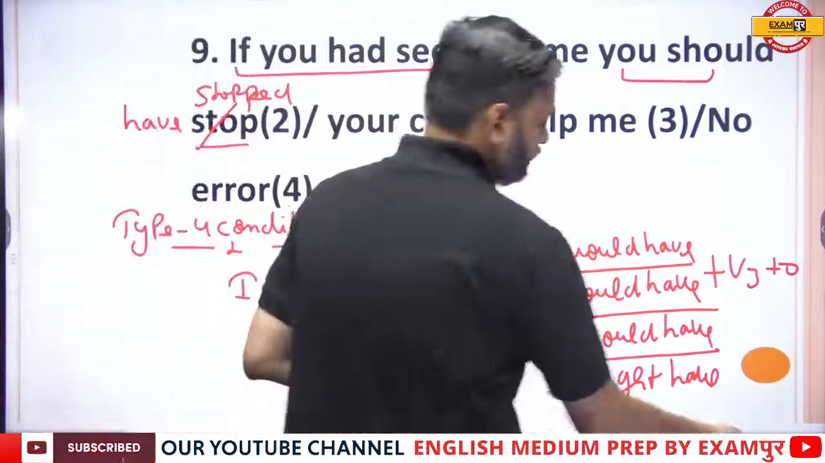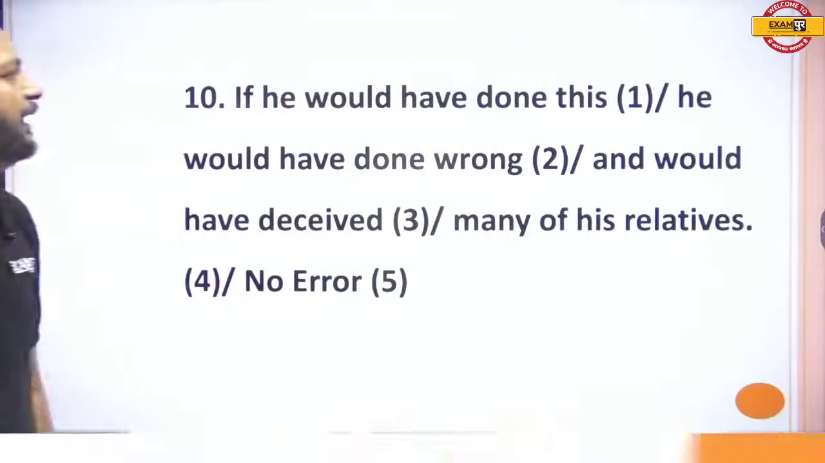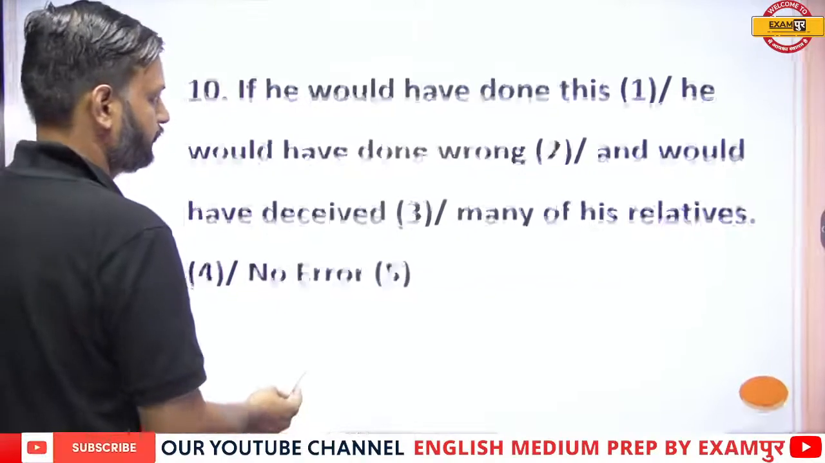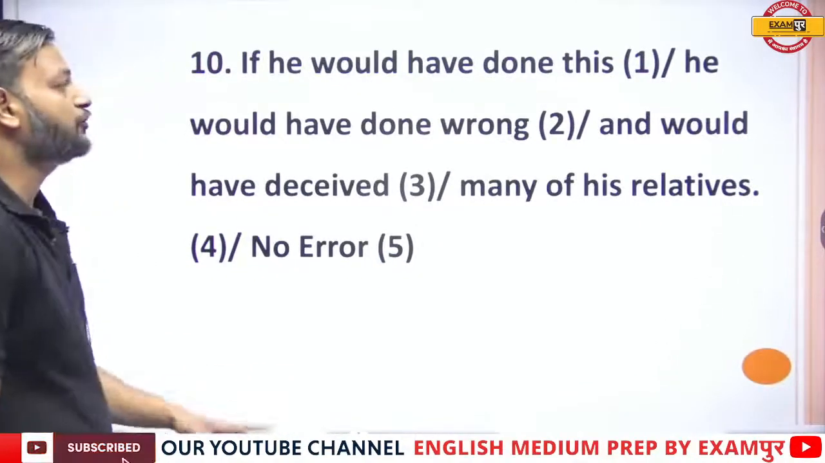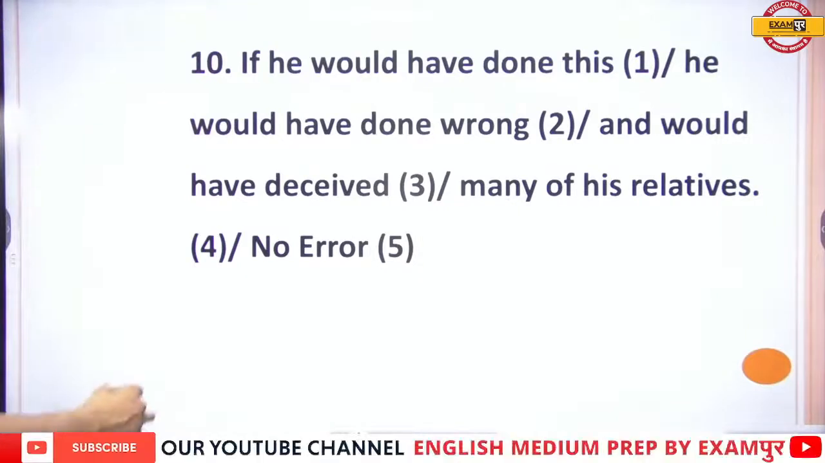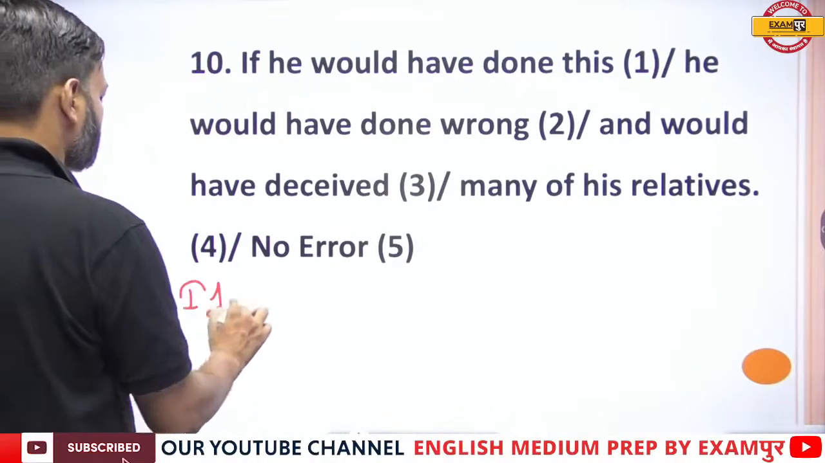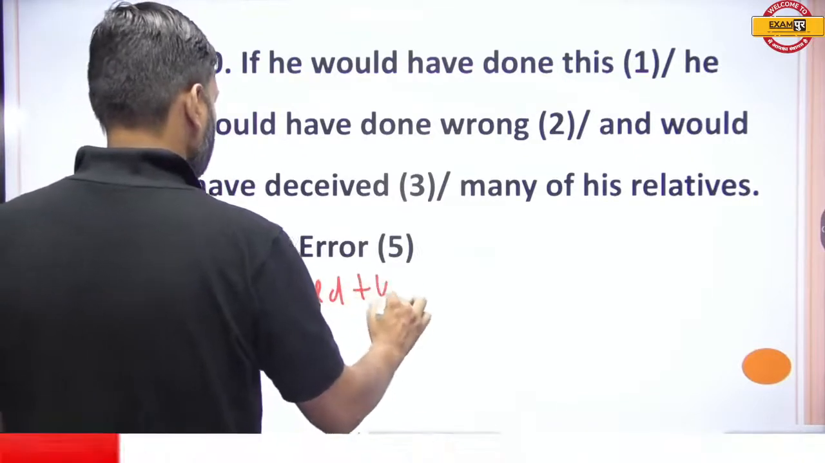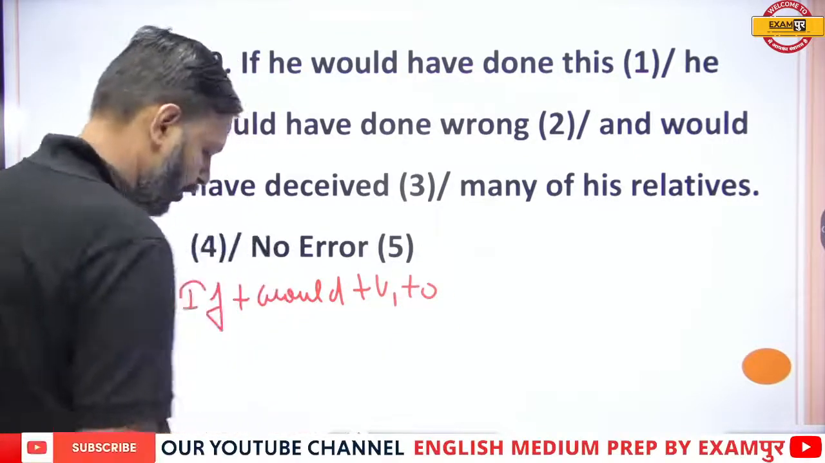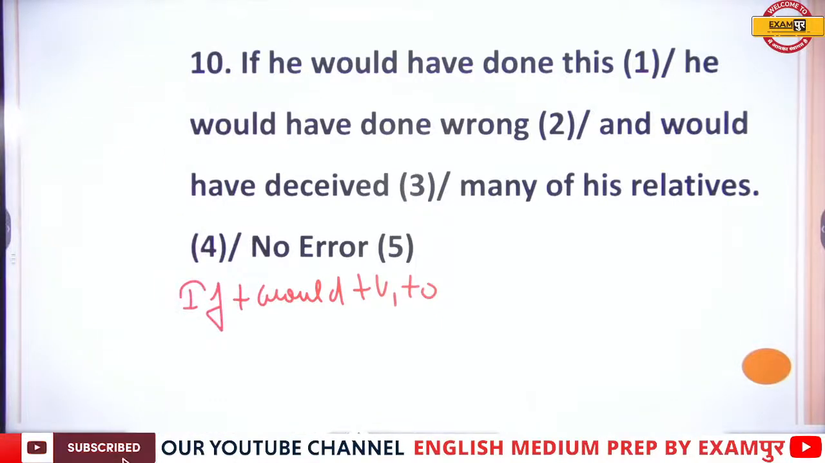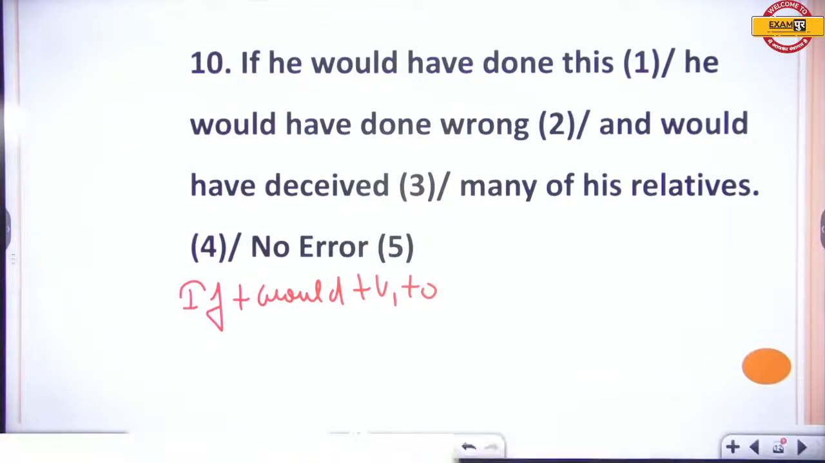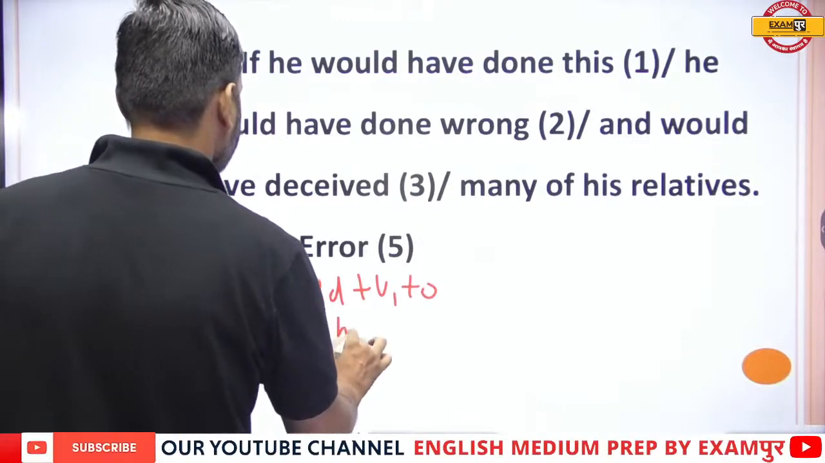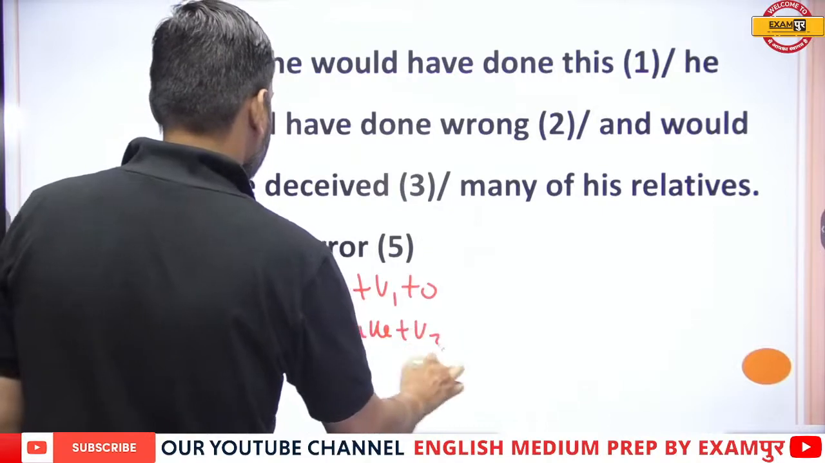Let's see the next question. If he would have done this, he would have done wrong. So this is also a conditional sentence. We cannot use would or would have in the if clause.